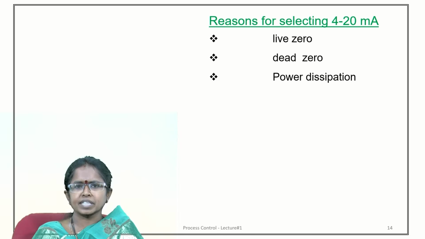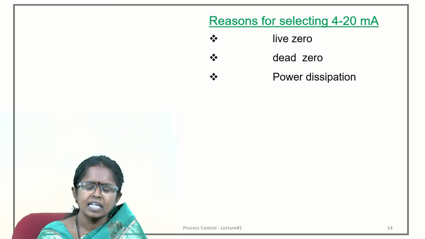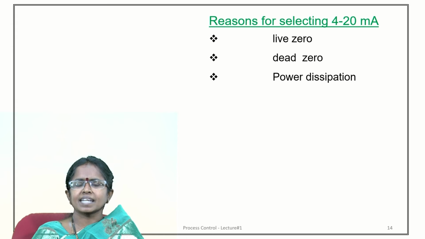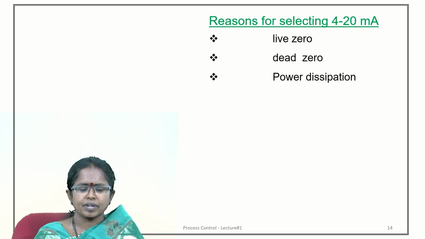You may raise a question: why are we selecting 4 to 20 milliampere? Why don't we select 0 to 20 milliampere instead of 4 to 20 milliampere? I will tell you the reason. The 4 milliampere is called the live zero and 0 milliampere is called the dead zero. I will tell you why we are not selecting 0 to 20 milliampere.